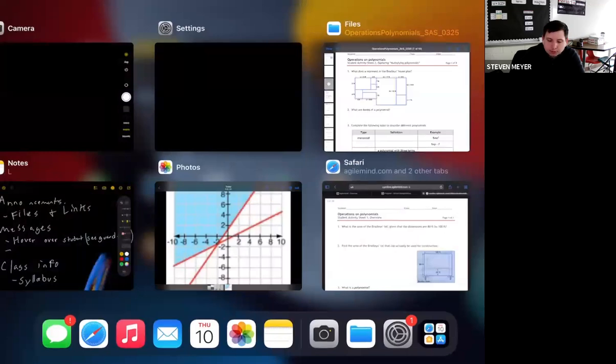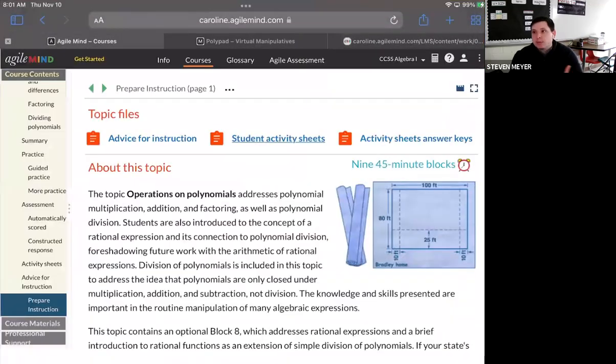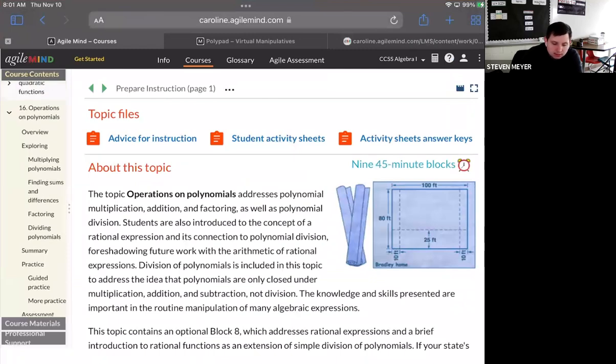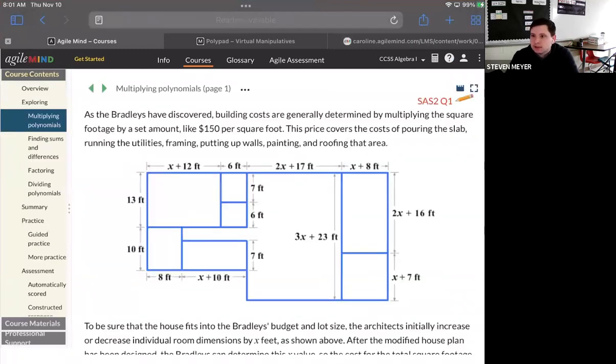I'm going to be going back and forth between Agilemind and our document. You just need to be on the document itself, as well as this video. There is one additional app that we're going to be using, but I'll talk about that once we open it.